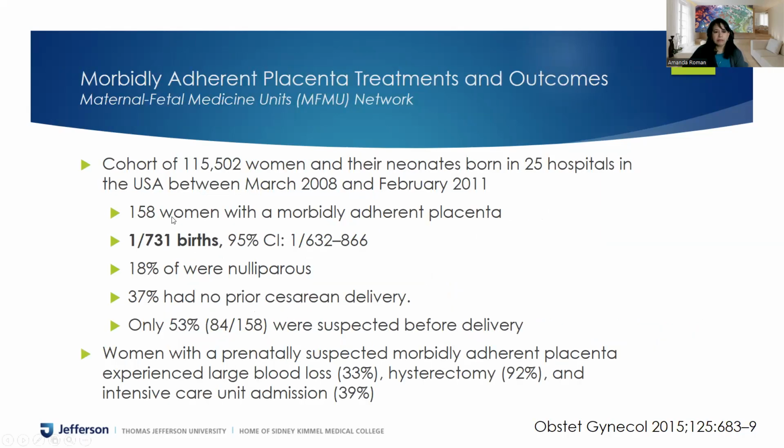This is a similar study by the MFMU cohort of 115,000 women and neonates. 100 of them were women with morbidly adherent placenta. Again, this is a 2015 study, 1 in 700 cases. More of them were nulliparous. 37% had no cesarean section. So remember to be aware of your risk factors, different than C-section. And only half of them were suspected before delivery.